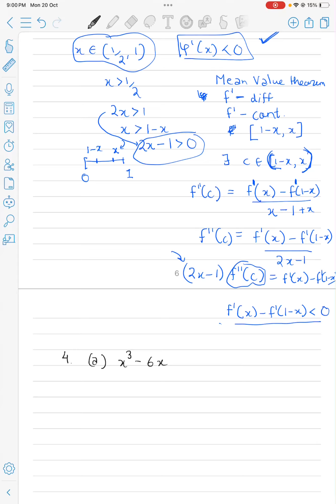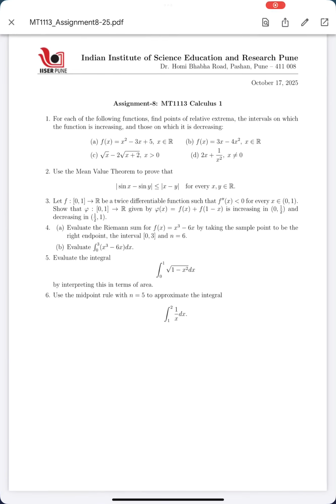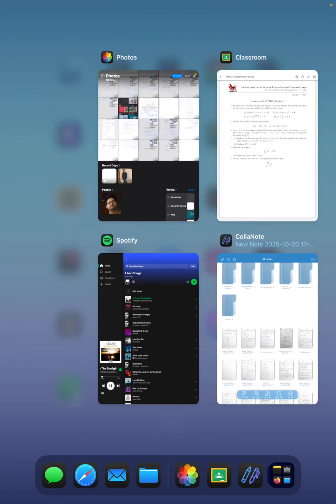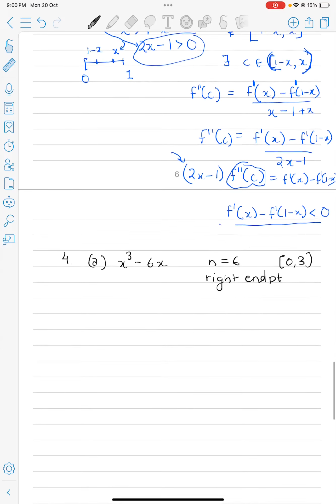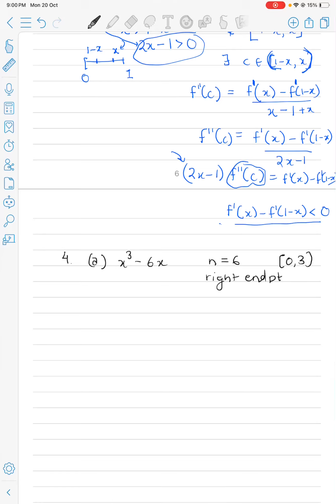x cube minus 6x, n is equal to 6, right endpoint, and 0 to 3. I hope I have noted it correctly. Let me check again. x cube minus 6x, 0 to 3, n is equal to 6. Okay, so now let's do it. There is 0 to 3. If you divide it equally into 6, then this will be half, 1, 3 by 2, 2, 2.5.